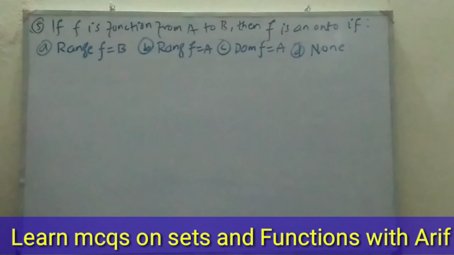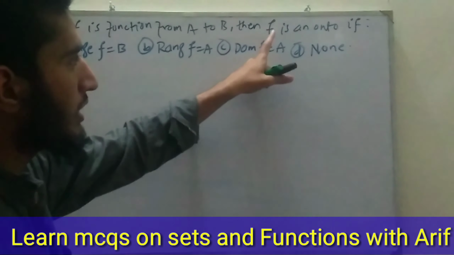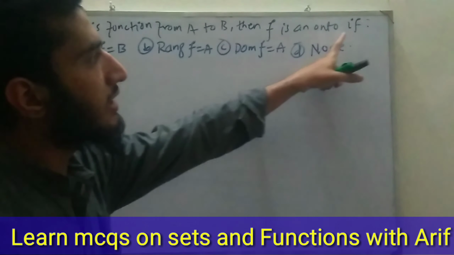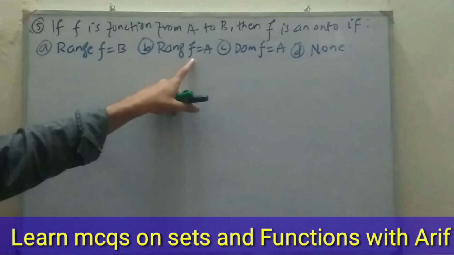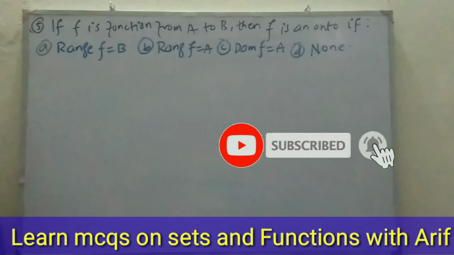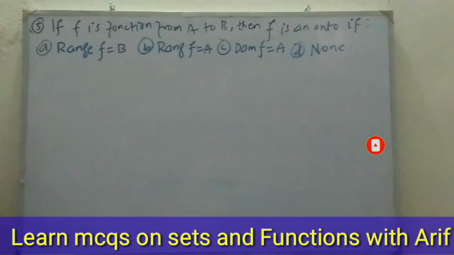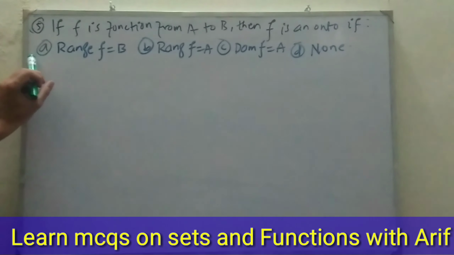Question number 5 tells that if f is a function from A to B, then f is actually a function. So the function will be onto f. Option A is range of a function is equal to B, range of a function is equal to A, domain of a function is equal to A, and the last option is none. We already learned in the previous question in exercise 5.5 that the function will be an onto function if the range of a function is equal to B. So the correct option is option A.